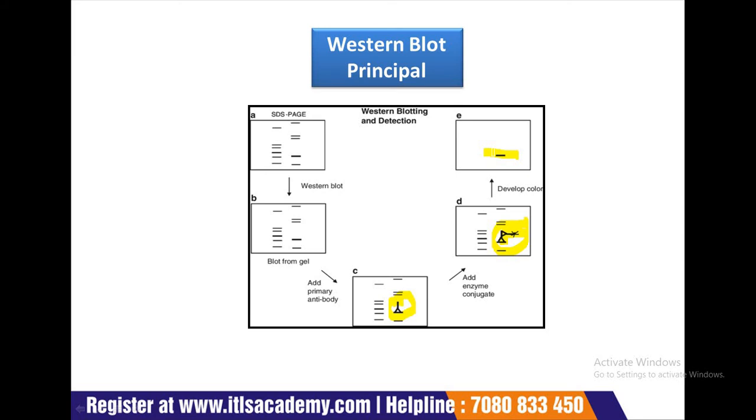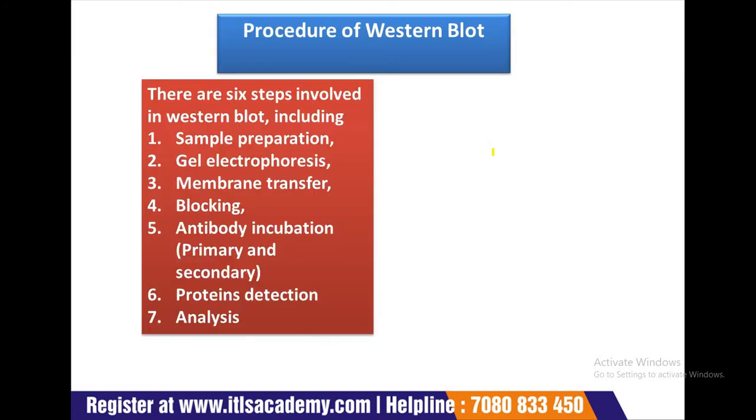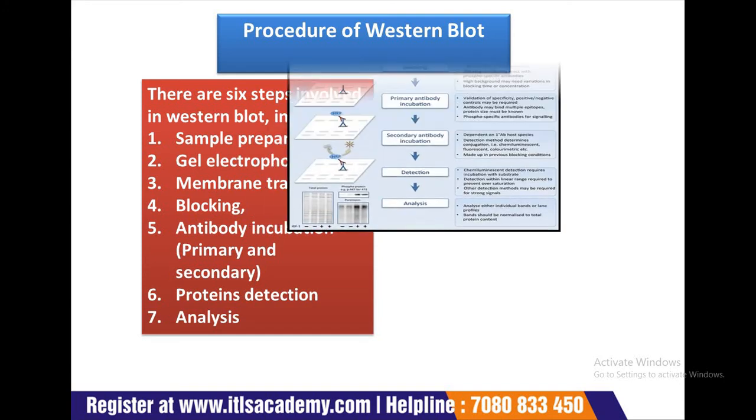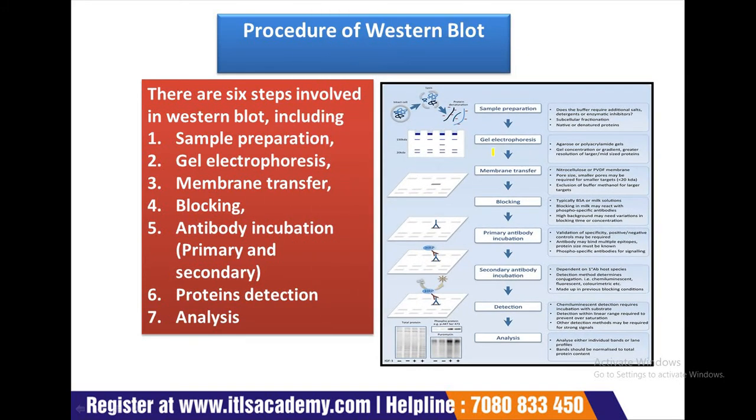So let's discuss the procedure of Western blot. Here are the seven steps we use in Western blotting. First, sample preparation. Second, gel electrophoresis. Third, membrane transfer. Fourth is blocking, and fifth is antibody incubation, primary and secondary. Sixth, protein detection, and last, the analysis.